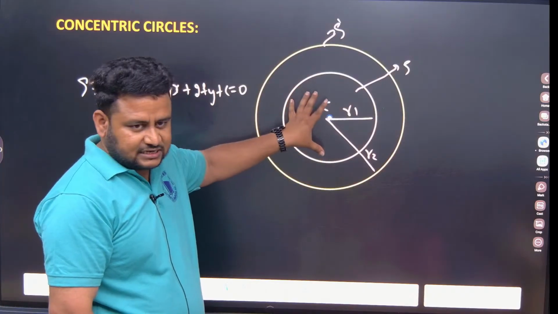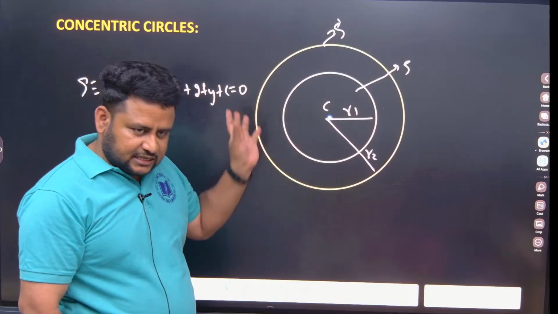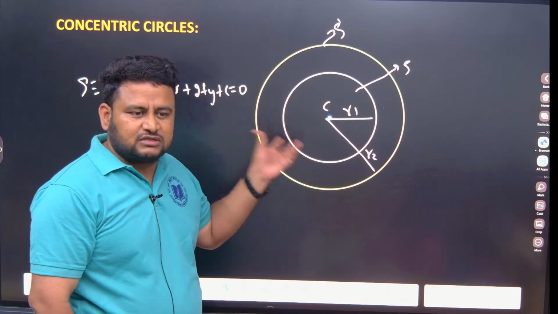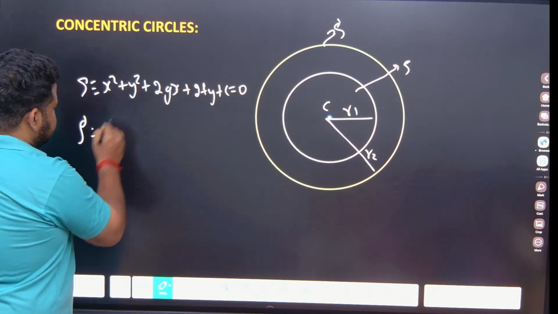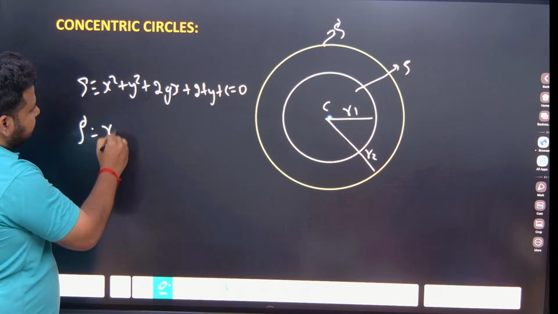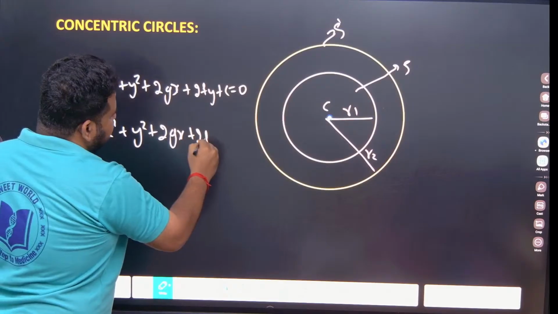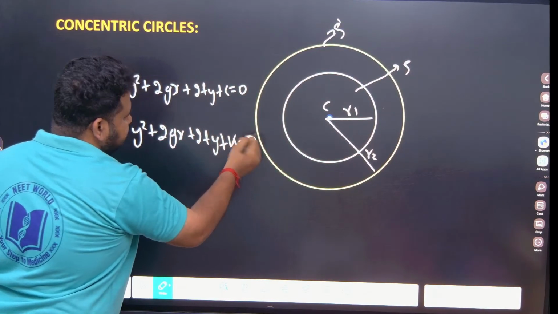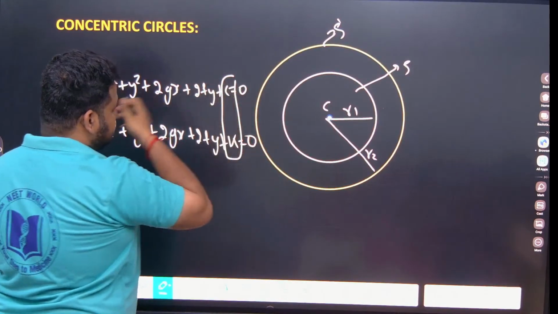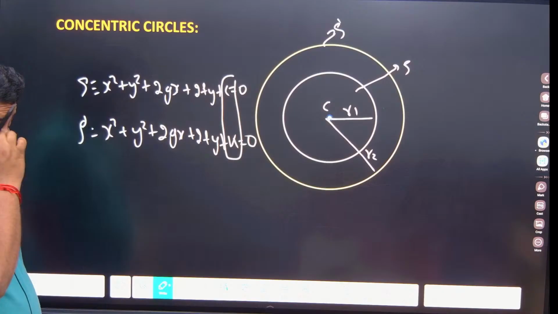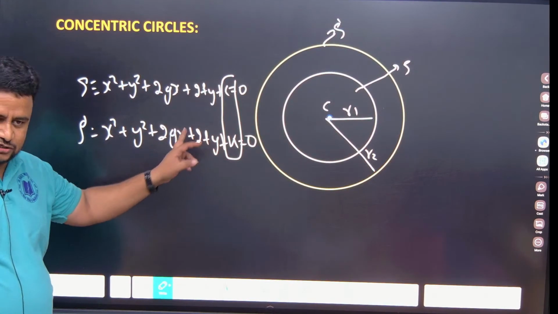So when they give a circle and ask you to write the equation of a concentric circle to the given circle, what you have to do is write S dash as the same entire thing: x square plus y square plus 2gx plus 2fy plus k is equal to 0, or c dash. Only this constant changes. Clear? Because of this k, the radius also changes.